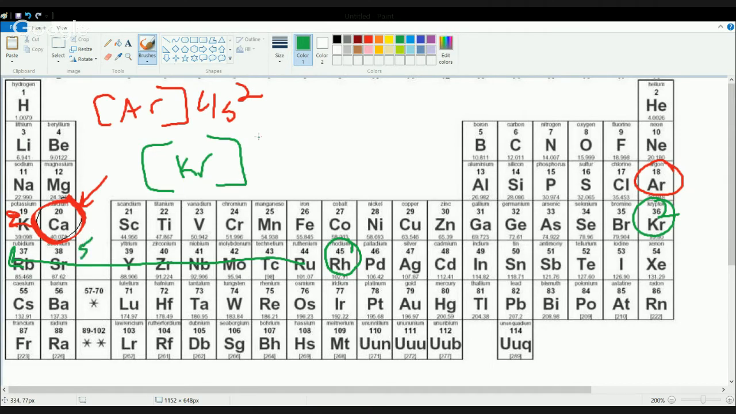So this down here is row 5, so that'd be 5s2. And then I'd be going to 4d, 1, 2, 3, 4, 5, so 4d7. And that would be the electron configuration for number 45, rhodium. I think that pretty much covers it for that.